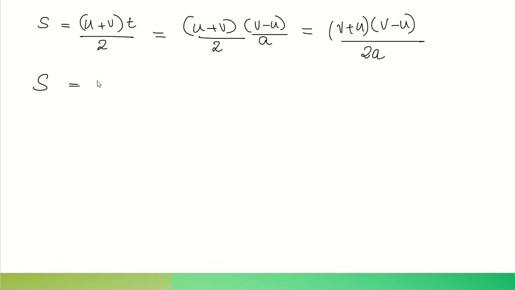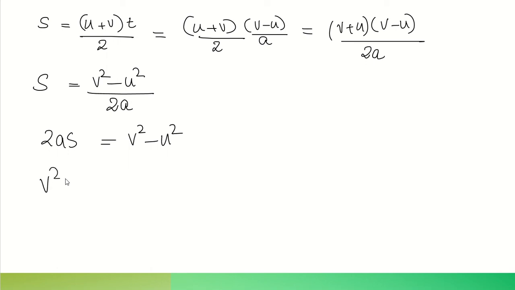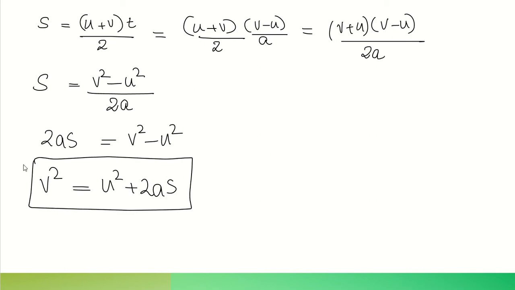So s is equal to v square minus u square. Applying the formula, (v plus u) into (v minus u) is v square minus u square. We have already a 2a in the denominator. I can take that 2a to the left side. So 2as is equal to v square minus u square, or v square is equal to u square plus 2as. Simple. Very, very simple. Right?